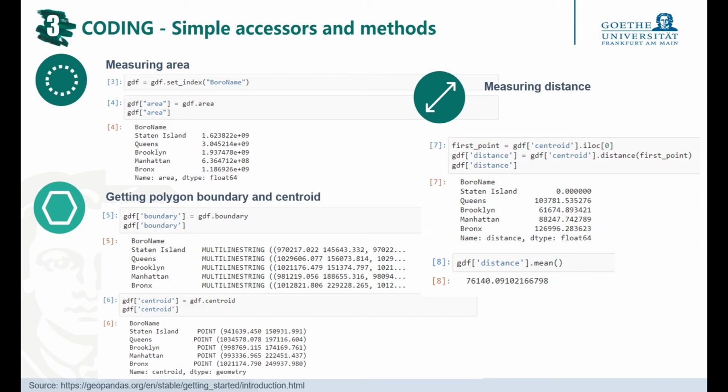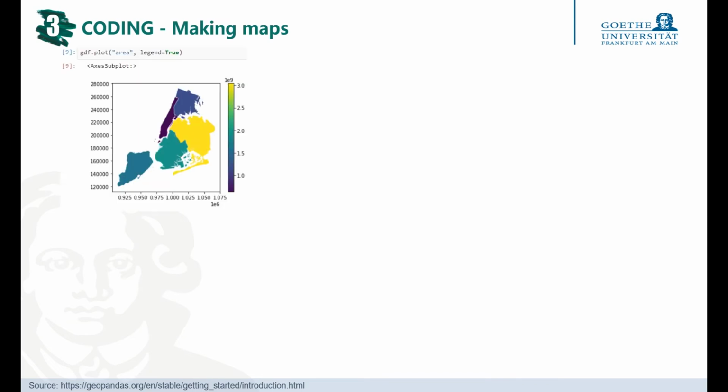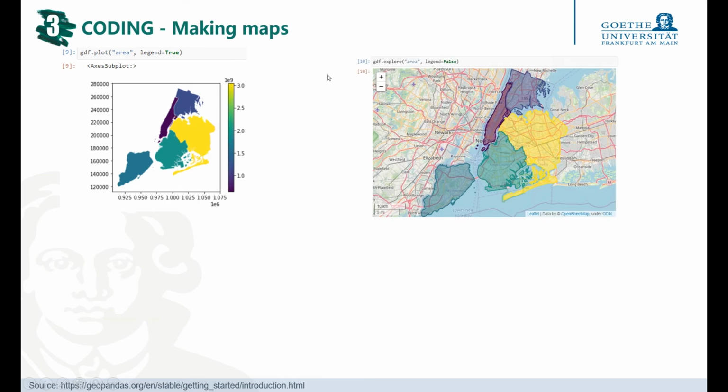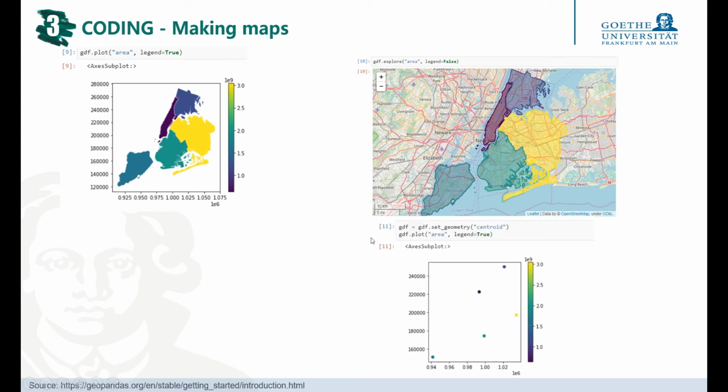GeoPandas can also plot maps, so we can check how the geometries appear in space. We can use geodata plot to plot the active geometry column and color code by the area column with a legend. And we can also explore the data interactively using geodata explore, which behaves in the same way as the plot function does, but returns an interactive map instead.